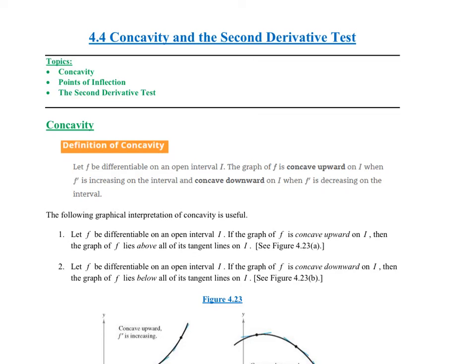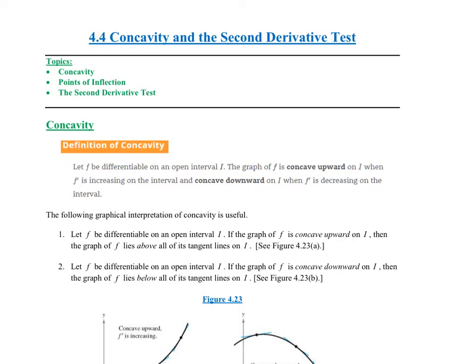Section 4.4 is on concavity and the second derivative test. So in section 4.3 we learned increasing, decreasing, maxes and mins. That was actually over the last few sections. But we learned to find intervals of increasing, decreasing, and max and mins. You do a sign chart on the first derivative.